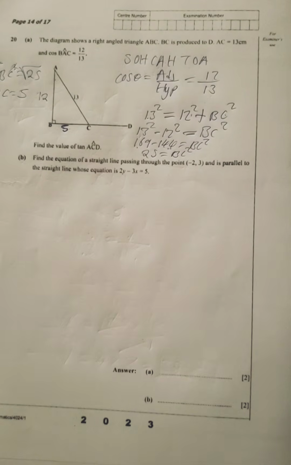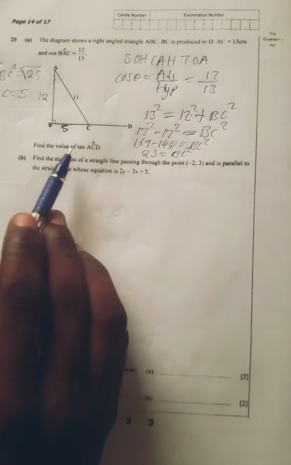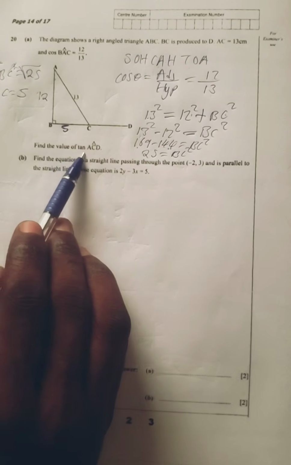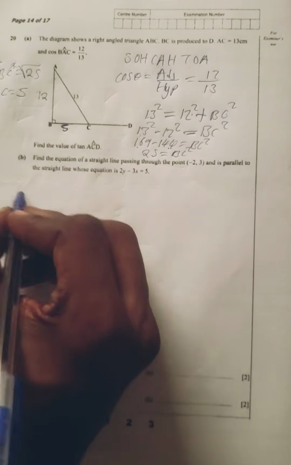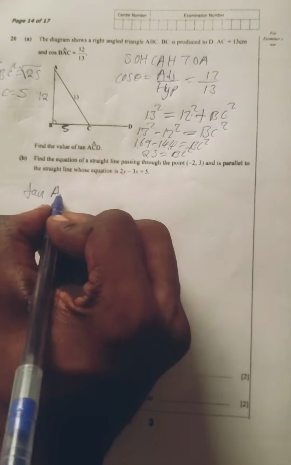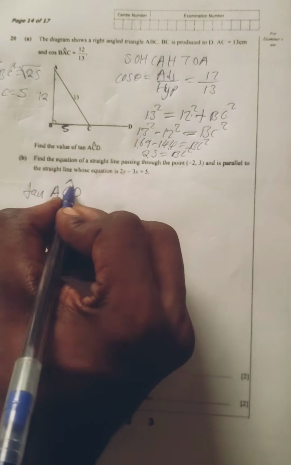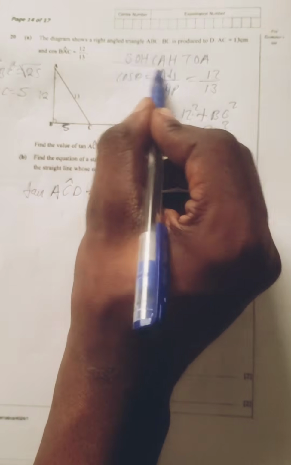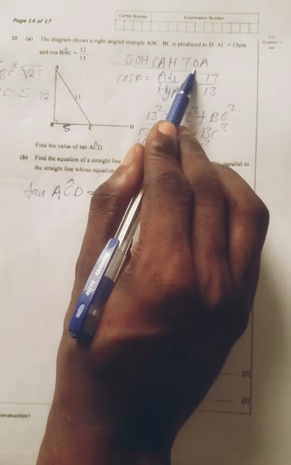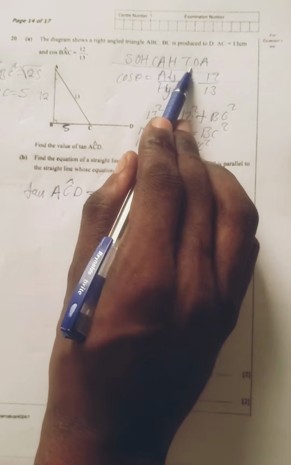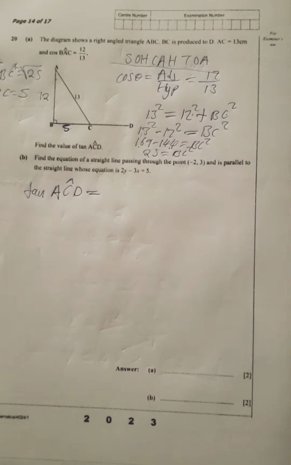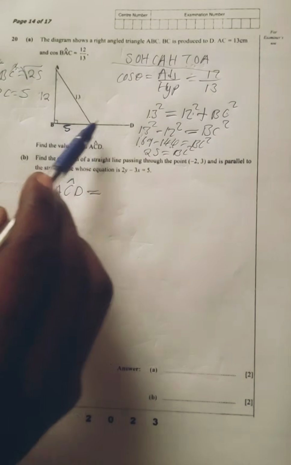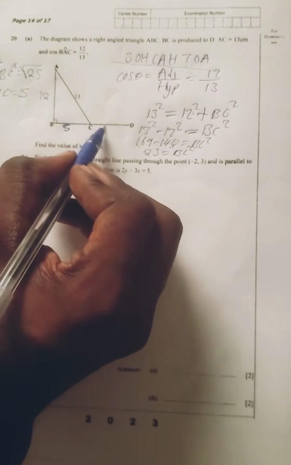So that's the case. Now the question is asking you to do what? Find the value of tan ACD. So tan ACD, the angle is at C, is equal to, you get back to SOHCAHTOA, this is tan. It is equal to opposite over adjacent. Opposite over adjacent. So, tan ACD. This is the angle they are looking for.